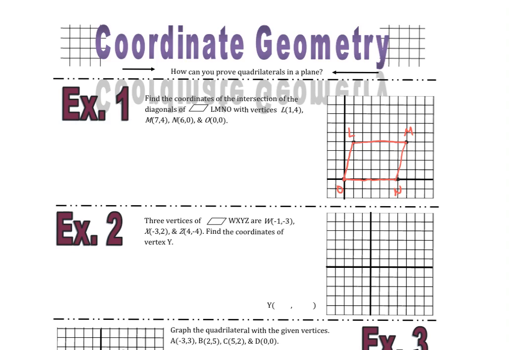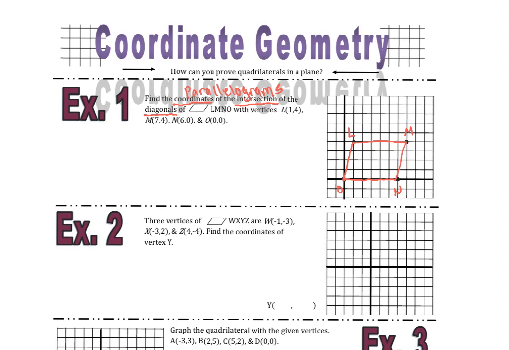So, for example, number one says, find the coordinates of the intersection of the diagonals of, and then we actually left it on the notes here, but example one and example two are both talking about parallelograms. So it's supposed to be parallelograms here. So let's say find the coordinates of the intersection of the diagonals of parallelogram LMNO. So I have parallelogram LMNO already plotted here with those vertices. So we want the coordinates of the intersection of the diagonals, where the diagonals intersect.